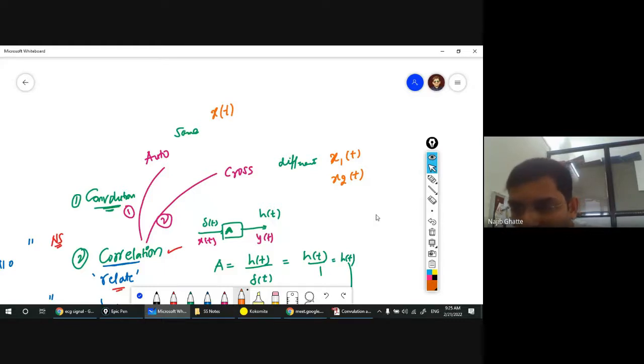Now how does this have to be done? What is the idea and how to perform autocorrelation and cross correlation? That is the question we have right now in front of our mind. How to do this?